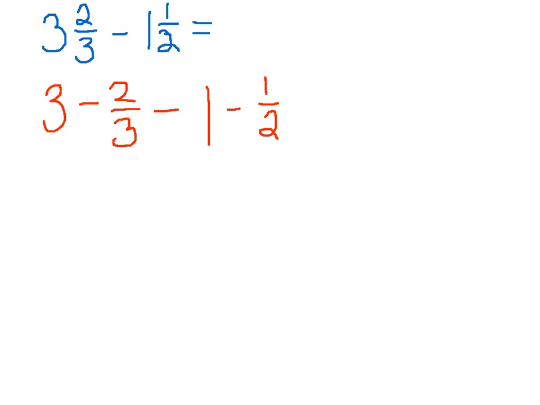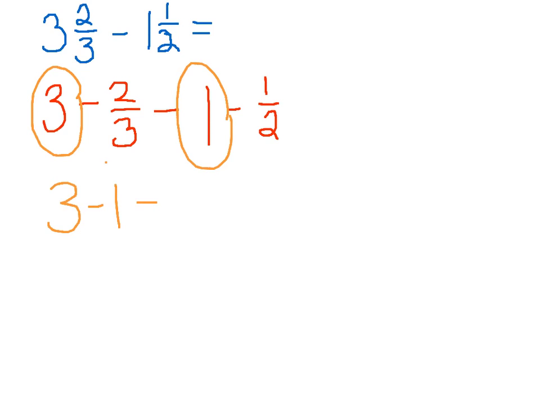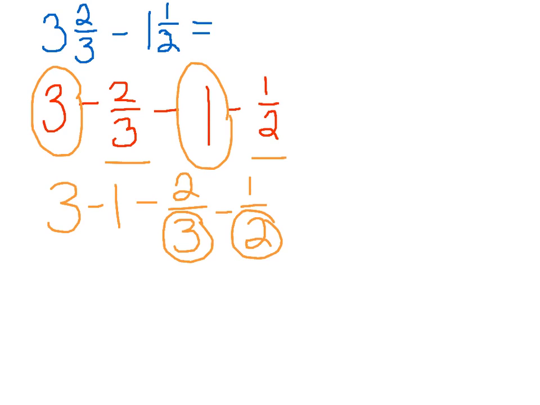Well, I know that what I can do is just take the 3 and the 1, my whole numbers, and I can subtract those two numbers. But I still have 2/3 and 1/2. And I know that when I subtract fractions, I have to change them to get a common denominator. So I have to look for the least common multiple of 3 and 2. And I know that if I list them out, the least common multiple is going to be 6.